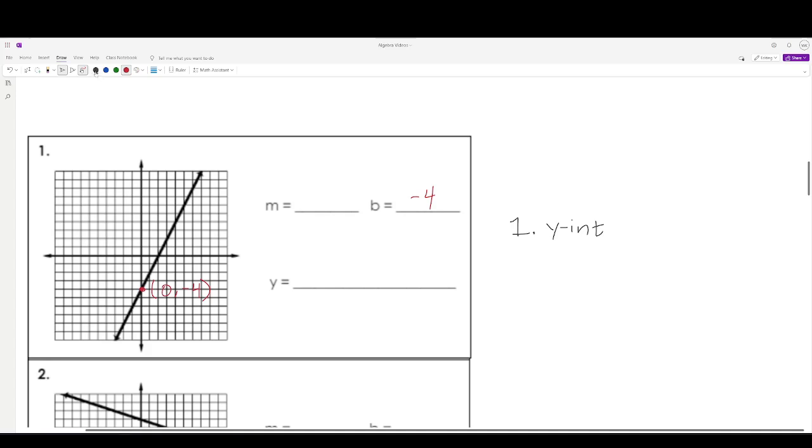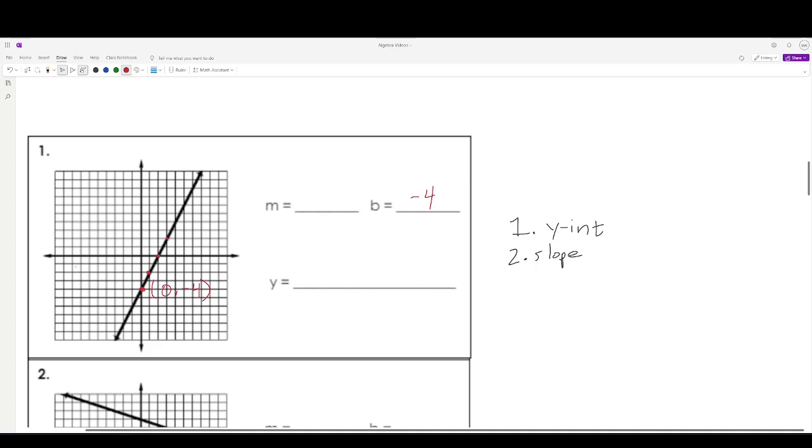Then step 2 was the slope. So in graphing, we used the slope to find our next point. In reading the graph, we will find another point that's exactly on an intersection. So we don't want to use a point that's in between. Like this point right here would be a really bad choice. We need to find one that is perfectly on an intersection. So we have this one, or this one, or this one. All of those are right on the intersections. And we're going to use that to find our rise and run.